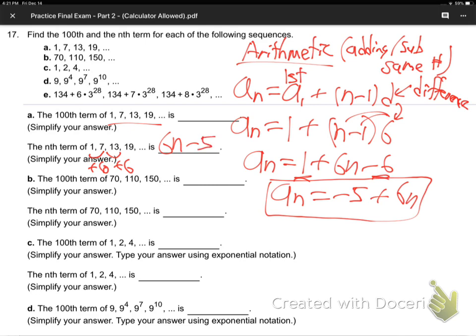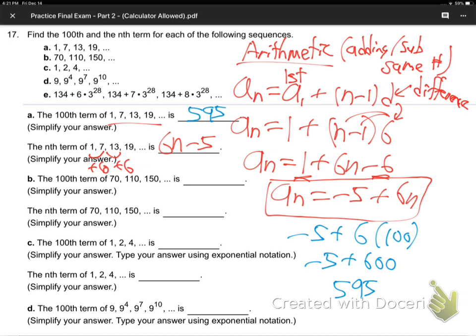It doesn't matter. And now, how do you find the 100th term? Well, you plug in 100. It's minus 5 plus 6 times 100. Minus 5 plus 600. 595. 595 is the 100th term.